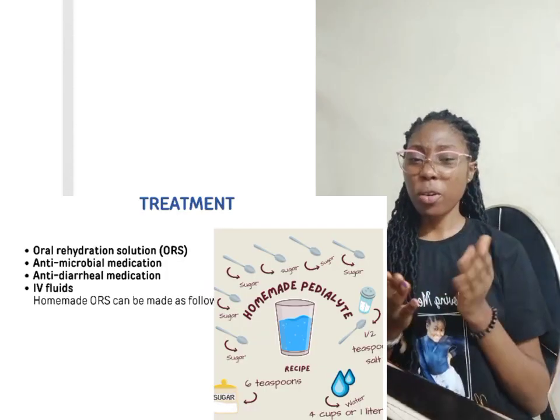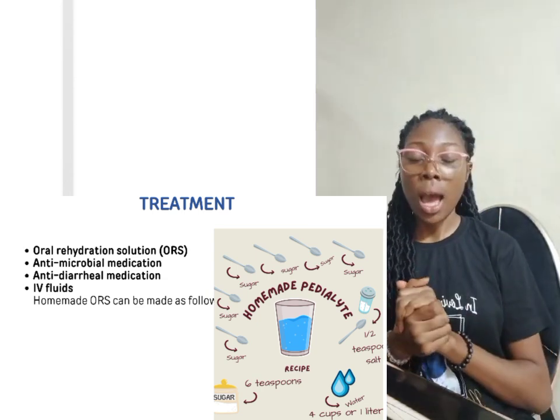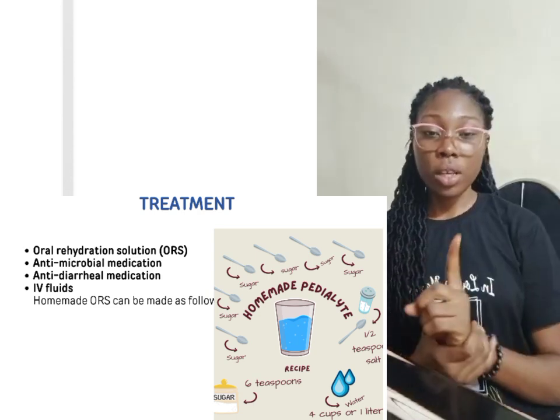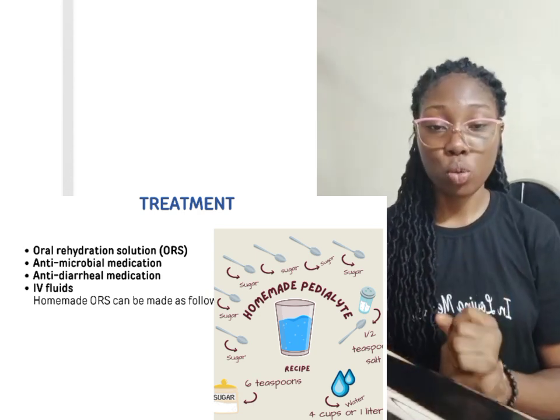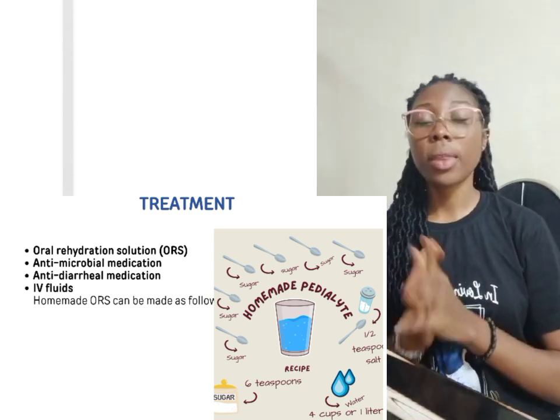Now, for the treatment of this disease, there are four main treatments that can be given to this child, and every other treatment can be added based on the discretion of the physician. The first treatment that is always advised to give the child is oral rehydration solution, also known as ORS, and it can also be made at home.